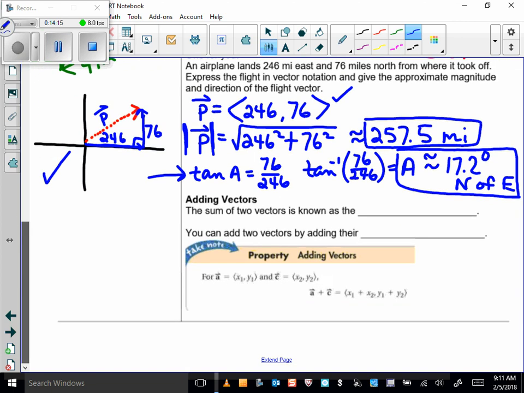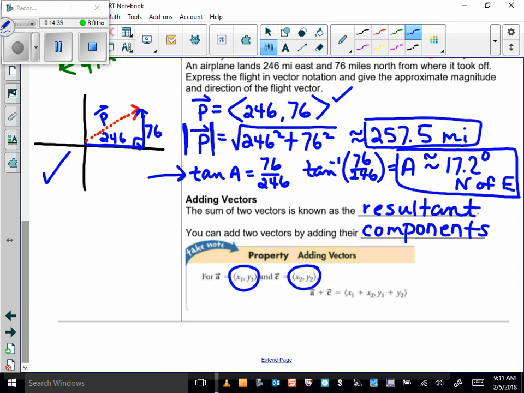Okay, now, what if we want to add vectors? The sum of two vectors is known as the resultant vector. You can add two vectors simply by adding their components. It's not difficult at all to add vectors. As you can see, if I've got two vectors represented in vector notation here, I just add the x coordinates, add the y coordinates, and then I've got my resultant vector.